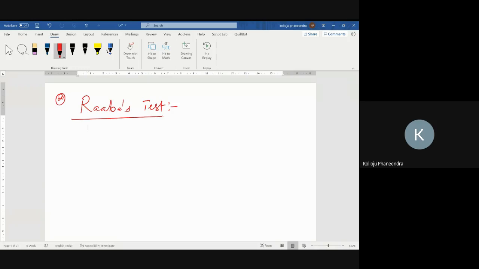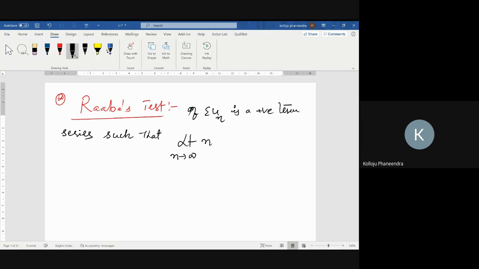Now, Raabe's test. The statement of Raabe's test is: if sigma un is a positive term series such that limit n tends to infinity, n into (un over un plus 1 minus 1) equal to L.